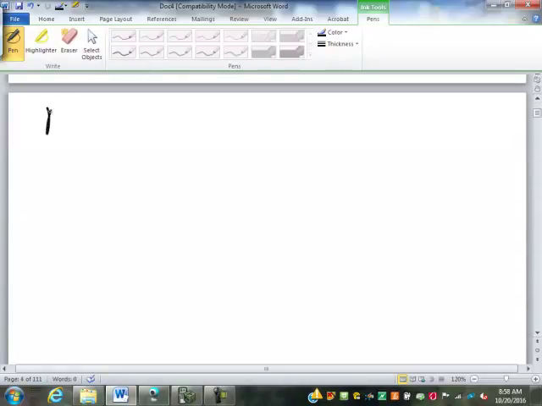So in the metric system, we tend to focus on mass. Before I forget, I'm going to put the metric unit of weight up there.